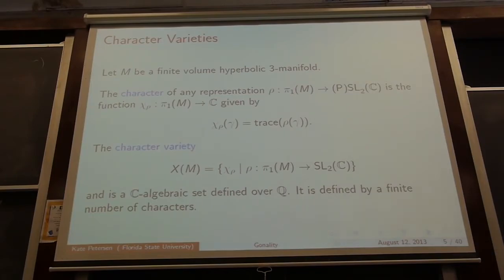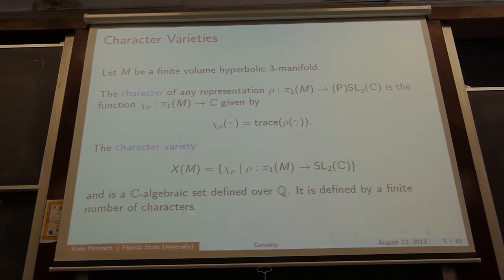Okay, so what we really want to look at is the set of all representations of the fundamental group into PSL2C. Well, PSL2C is basically the isometries of hyperbolic 3-space. So for each element of the fundamental group, we're getting a matrix that corresponds to an isometry.